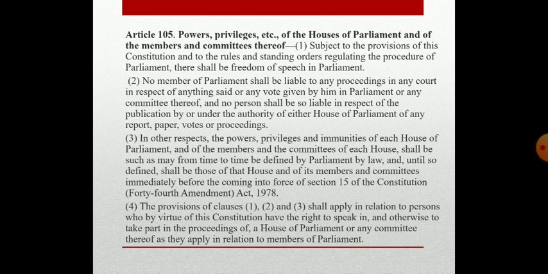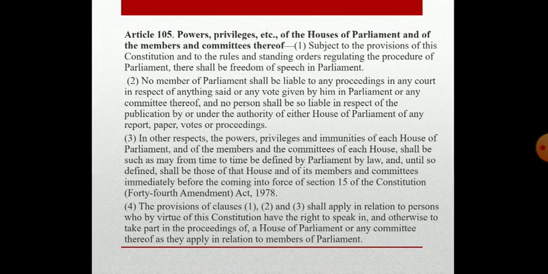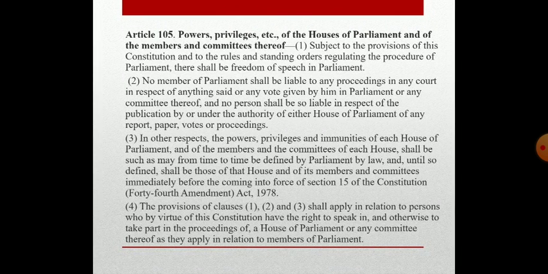So the first clause begins with "subject to the provisions of this Constitution." Now break it and read after the comma: "there shall be freedom of speech in the Parliament." So there is a right to speech in the Parliament, but it is subject to the provisions of this Constitution. So it will be subject to the power of judicial review.